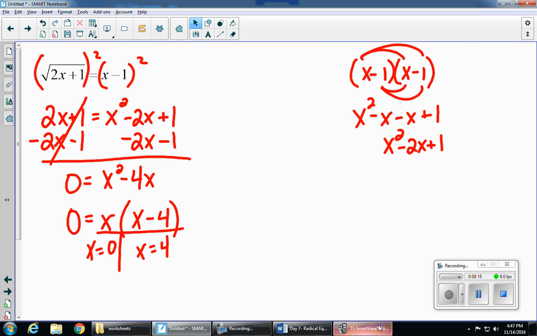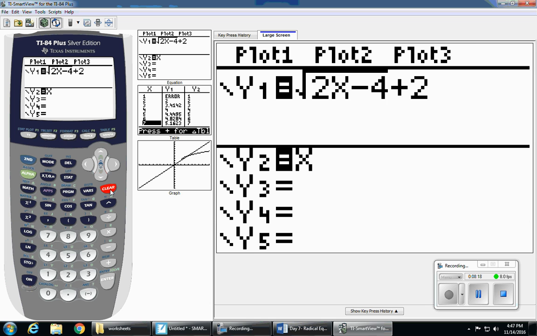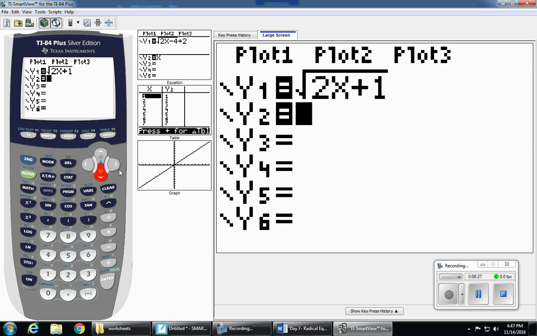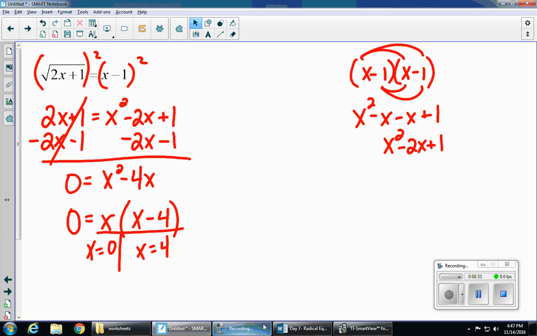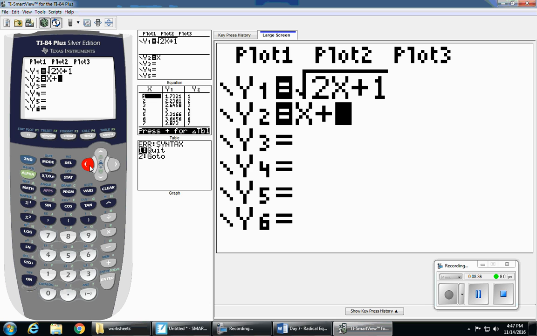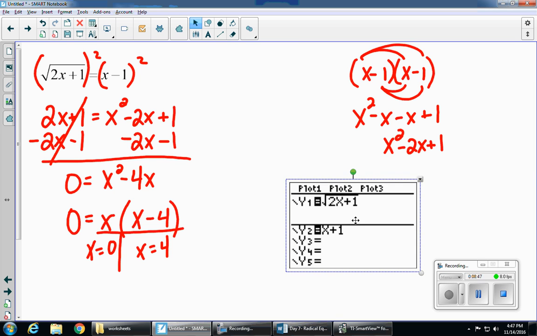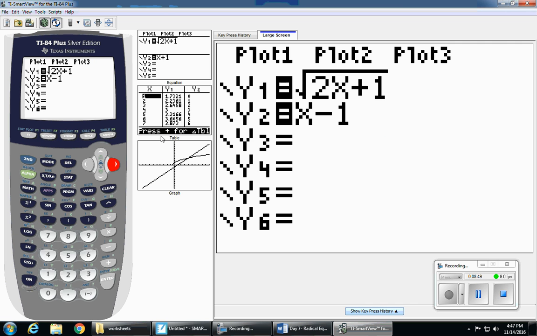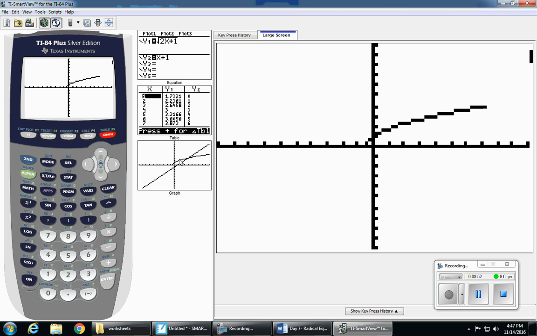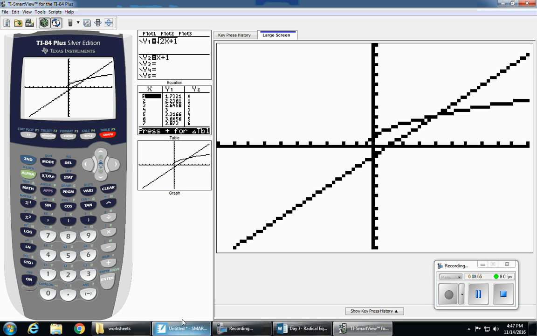So I'm going to go back to my calculator. In y1, I'm going to clear out what I have there, and I'm going to put in the square root of 2x plus 1. And in my y2, I'm going to put in x plus 1. Oops, nope, x minus 1. Good thing I checked that. So x minus 1. So now I'm just going to click and drag this so we can see what we're talking about. Here's my y1 and my y2. Let's go to my graph. I'm going to click and drag this so we can talk about that.